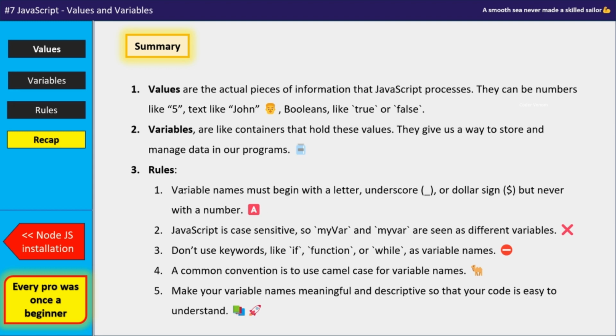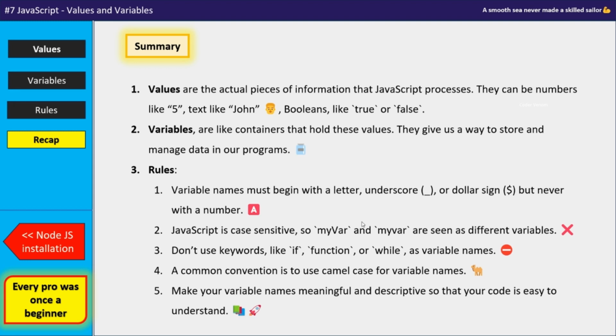Then, JavaScript is case sensitive. So here you can see my var with uppercase V, and here my var with lowercase v. JavaScript will consider these as two different variables. So we should be aware of casing. Don't use keywords. For example, if, function, while, else, these are already reserved by JavaScript, so don't use them.